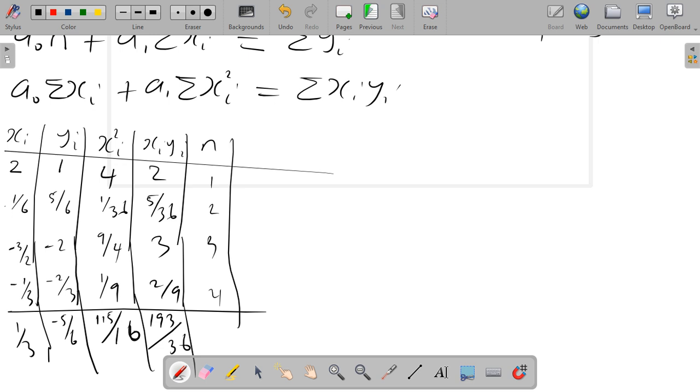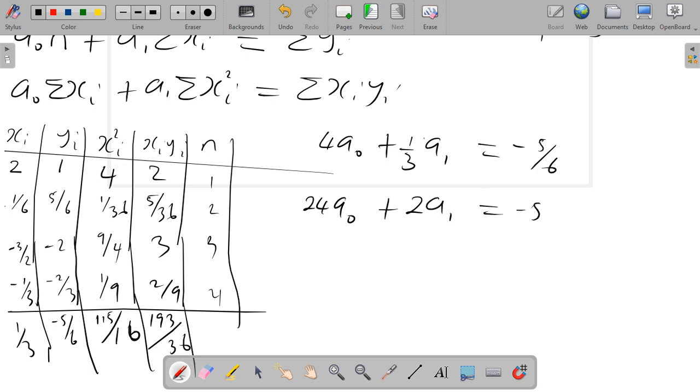So from the first equation here, I'm going to have n a0, that is 4 times a0, 4a0 plus summation xi, which is 1/3, a1 is equal to what? Summation y gave us minus 5/6. Okay, so if I multiply everybody by 6, the common denominator, 6 times this will give you 24a0 plus 6 times this will give you 2a1 is equal to minus 5. So this is your equation 1.